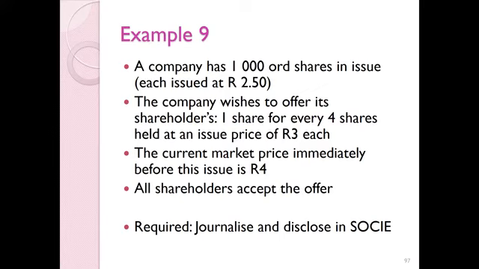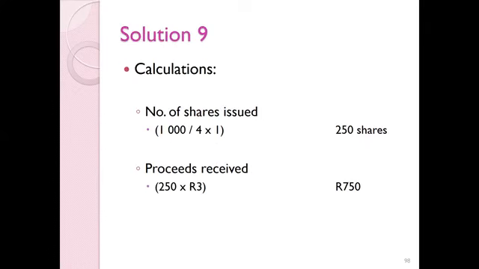If there's a total of 1,000 shares and they're allowed to buy 1 for every 4 shares, how many can they maximum purchase? 1,000 divided by 4 will be 250 shares. We said 1,000 shares in issue currently, divided by 4, which is the ratio for purchase. And how many can they buy per 4 shares owned? They can purchase 1, so times 1. 250 shares are how many we are actually going to issue.